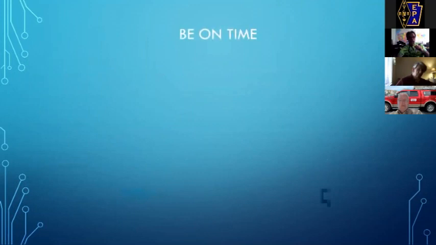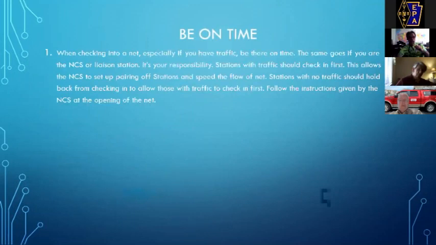Be on time for the net. This is for net controls or for all the stations on the net. When checking into the net, especially if you have traffic, be there on time. The same goes if you're the NCS or a liaison station. Try to be there early, be on frequency and ready to go. That's your responsibility. Stations with traffic should check in first.